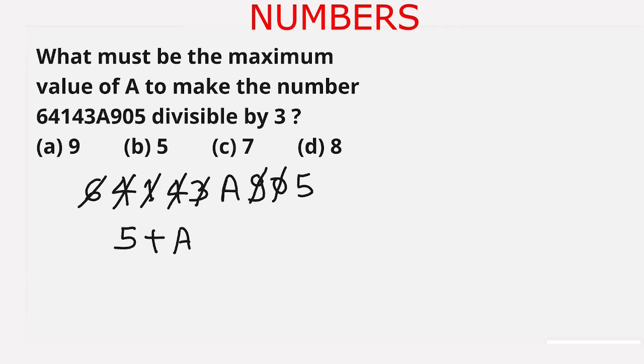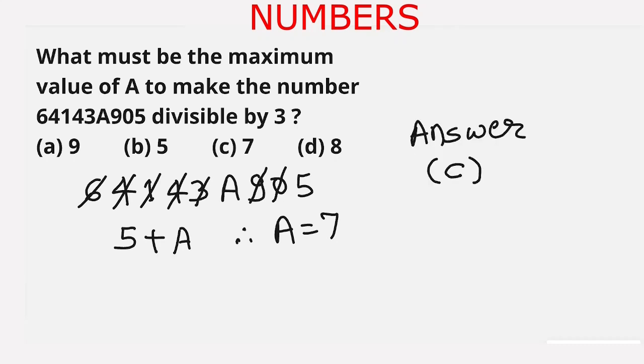And if we put the next largest value, 8, then 8 plus 5 is 13, and 13 is not divisible by 3. The next value is 7, and 7 plus 5 is 12, which is divisible by 3. Therefore, A equals 7, which is the maximum value of A to make the given number divisible by 3. And from the given options, our answer is option C, 7.